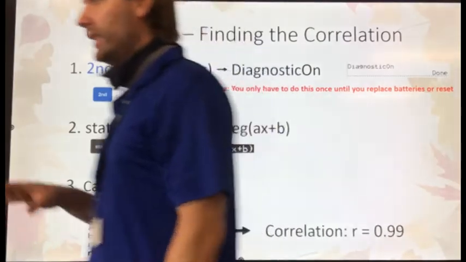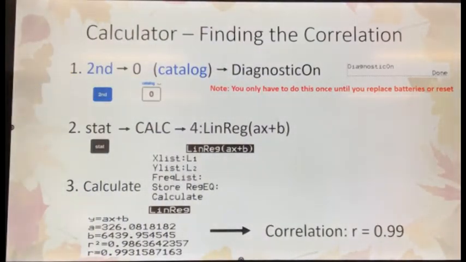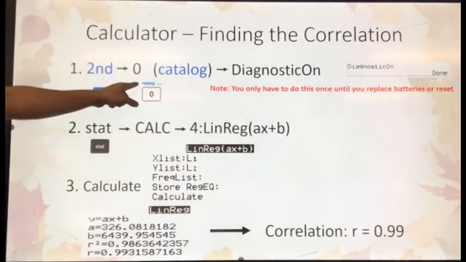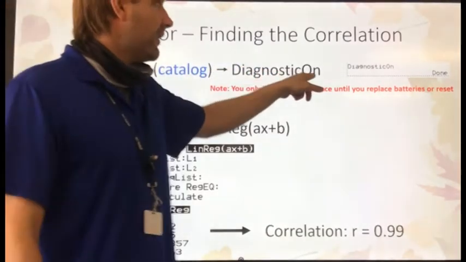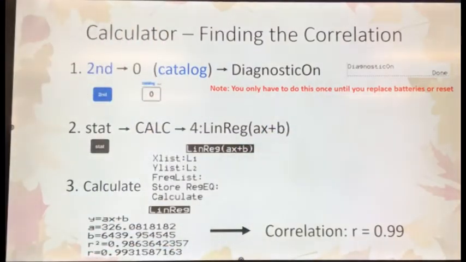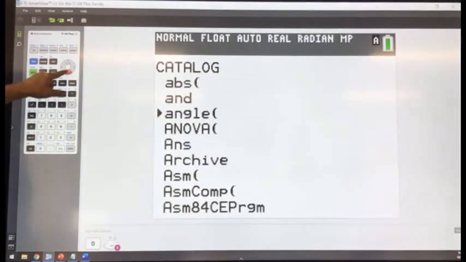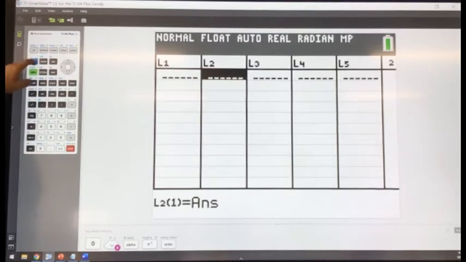So first thing you need to do is that your calculator really isn't set to do this calculation. We need to turn it on. So you're going to hit second 0, which as you see here is called catalog. Scroll all the way to DiagnosticOn and turn that on. So second 0 all the way down to D. I think you can jump quickly to D by going alpha. No, that didn't work.